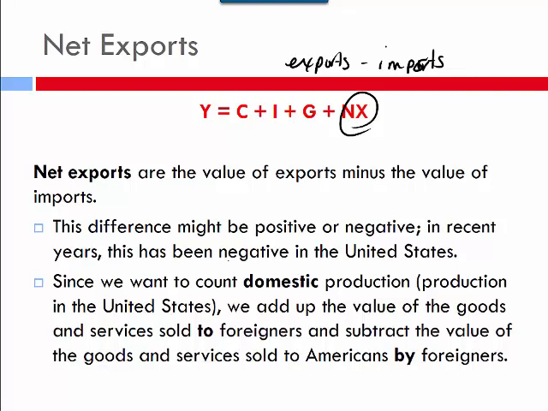So for us, it's negative. We're counting domestic production. So we add up the value of goods and services sold to foreigners and then subtract the stuff that we do. So we're trying to get what's produced here.